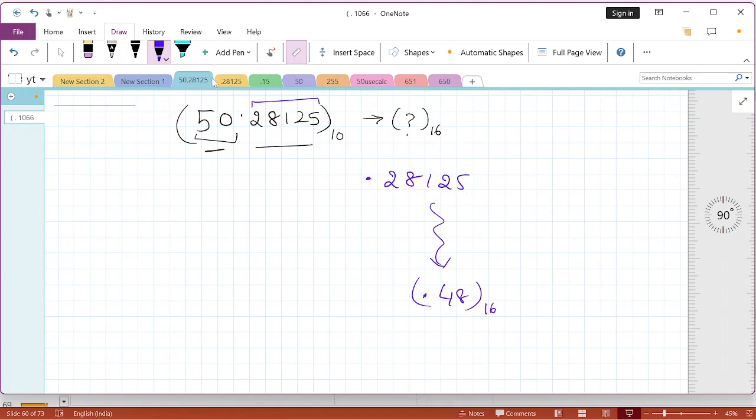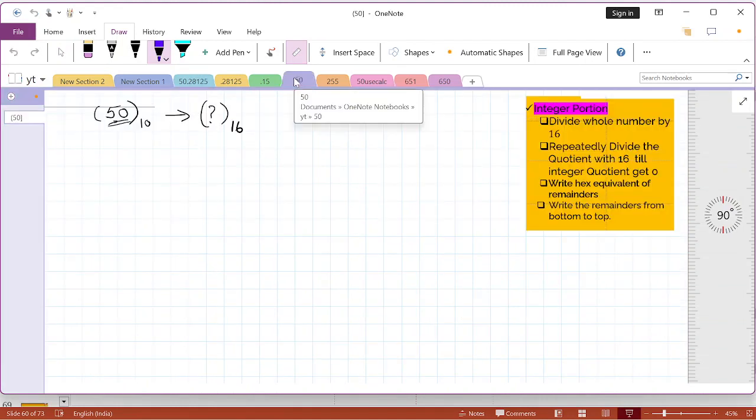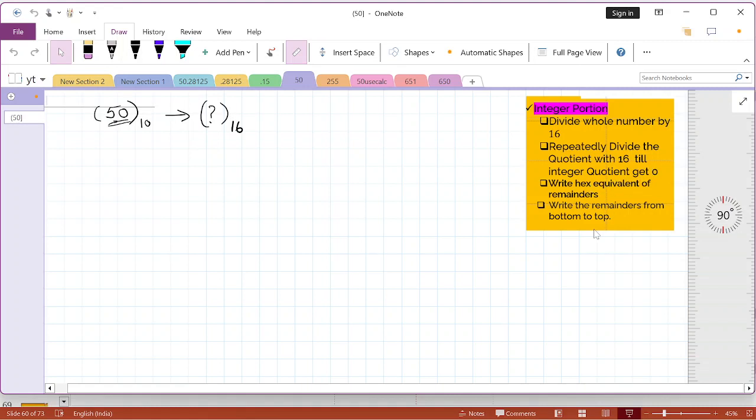Now let us understand how to convert a whole number to its hexadecimal equivalent. In this number, because we had both the parts, let us see how to work with the whole number part. So we'll work over here. What are the rules for the integer portion? It says you have to divide the whole number by 16 and then repeatedly divide the quotient with 16, and so on. Let us see.